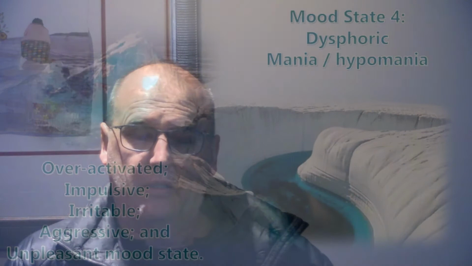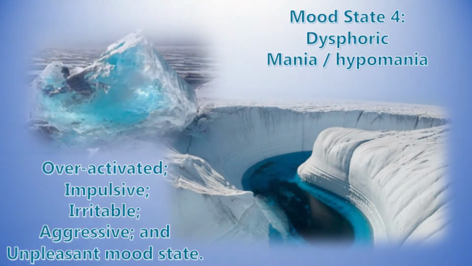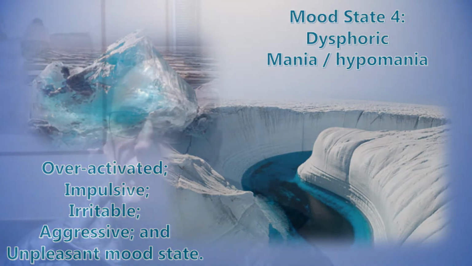The more common form of it is the fourth mood state, which is called a dysphoric hypomania or mania. And this is actually the most common presentation of mania. In this state, people are also overactivated, also impulsive, but now their mood is irritable and aggressive, and they feel dysphoric, in other words, it is an unpleasant mood state.